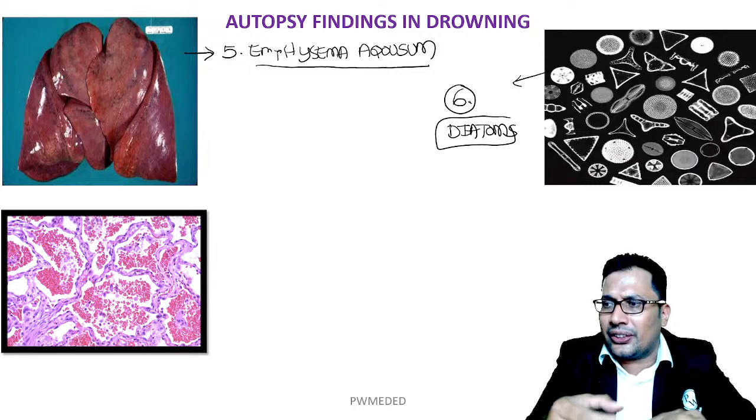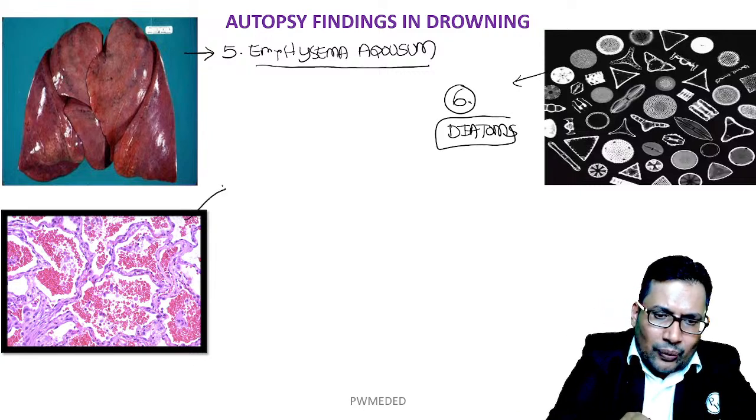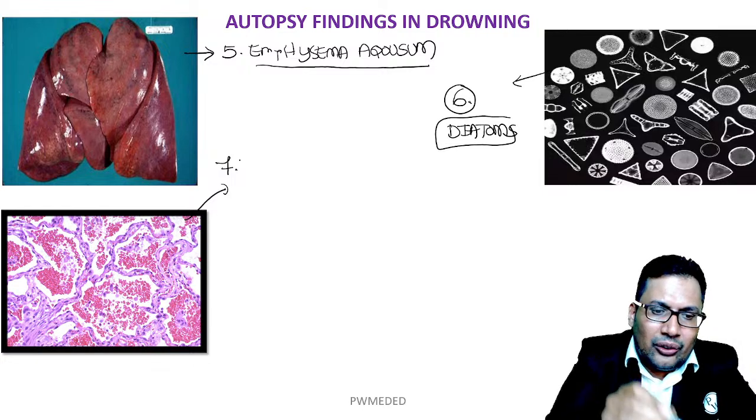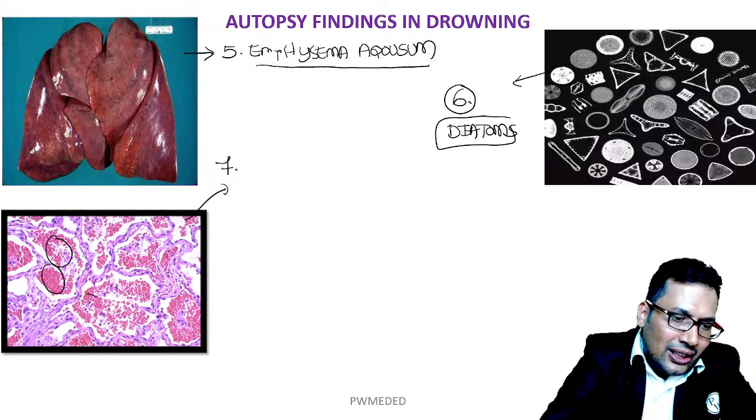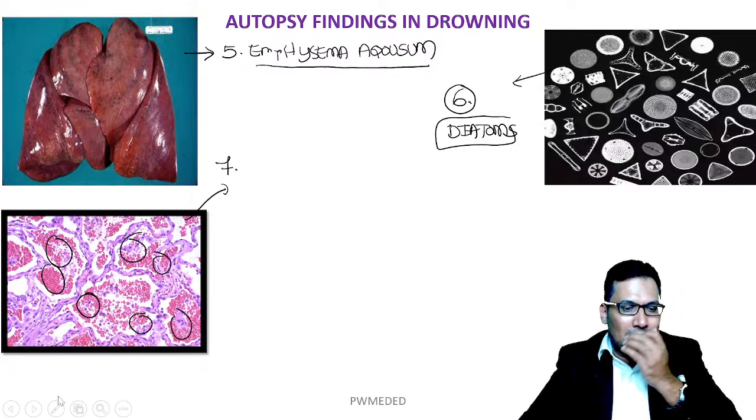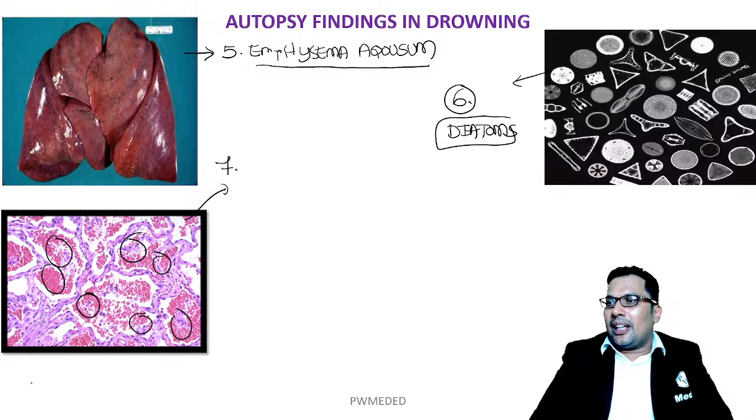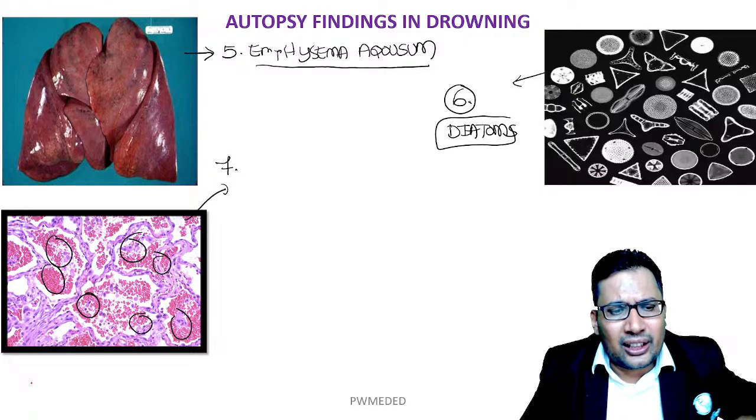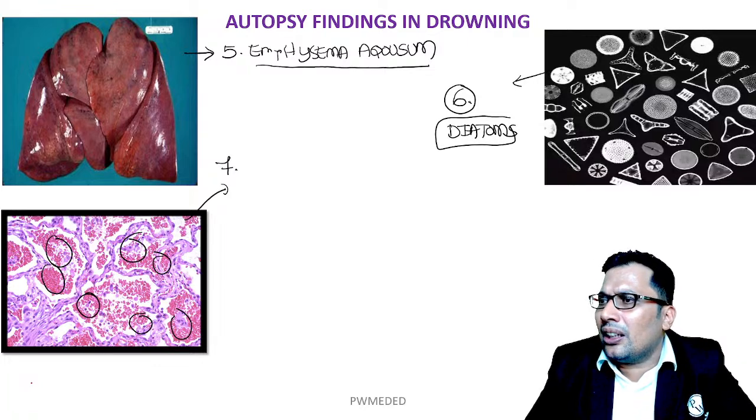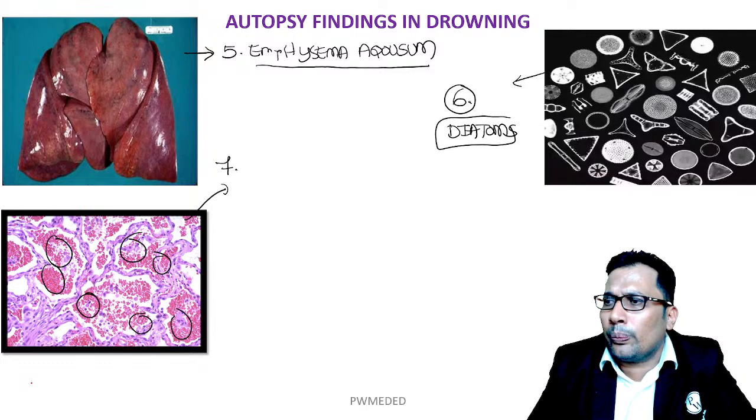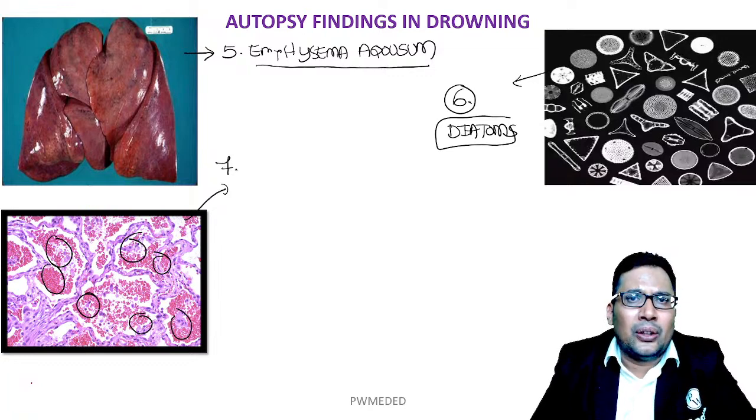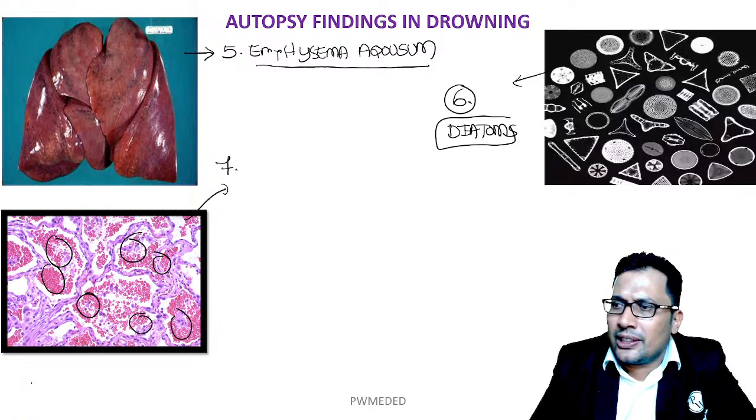What are these hemorrhages? Yes, come on. Now the seventh one, you can see the hemorrhages. What are these hemorrhages known as? Come on, who is going to answer?